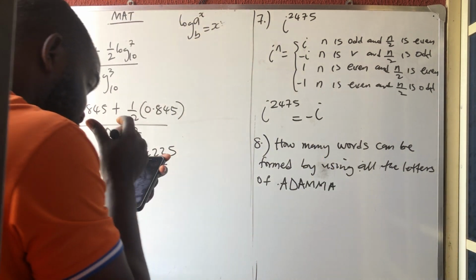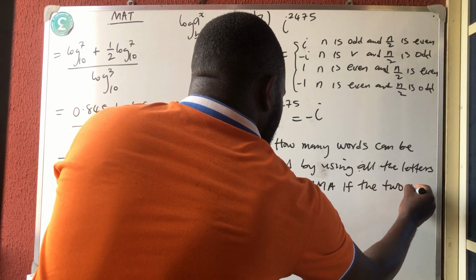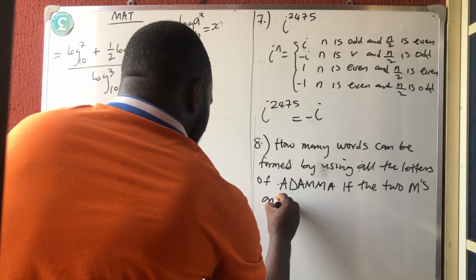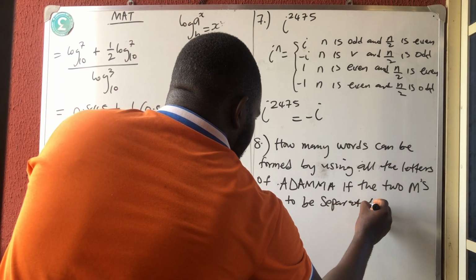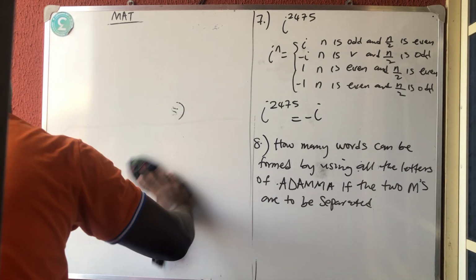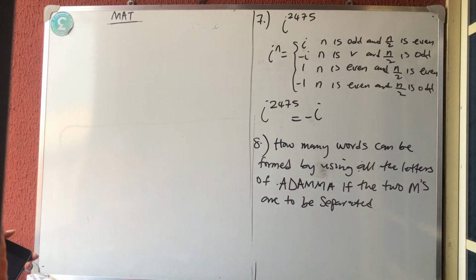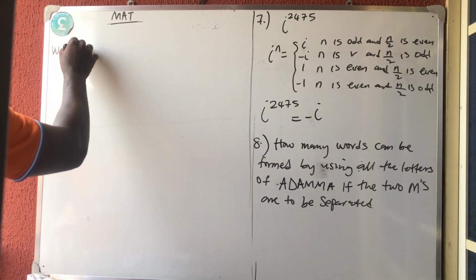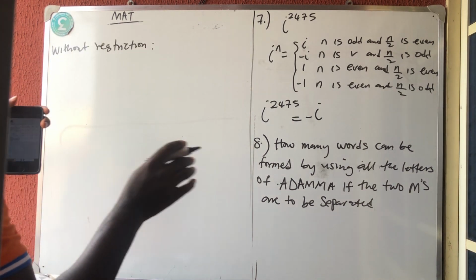All the letters of Adamma, if the two m's are to be separated. Now, how do you solve this kind of thing? First of all, we cannot get when they are separated. We can only get when they are together. So first of all, let's get without restriction. Without restriction means without any condition.